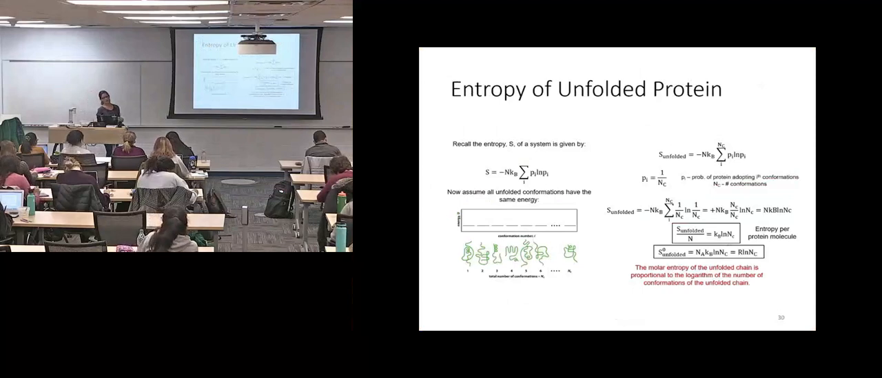Okay, so that's what this slide shows. You'll have all of this in a scanned copy of these notes. Oh, here's all their drawings. Look how much better their unfurled protein drawings are. Okay, so this goes through the same thing. Molar entropy of the unfolded chain is proportional to the logarithm of the number of conformations of the unfolded protein chain.